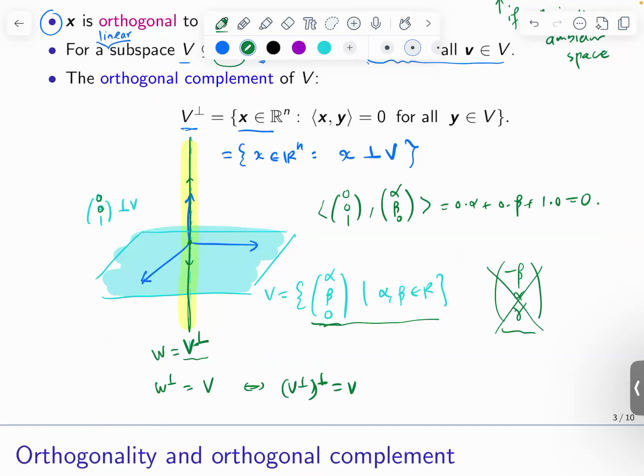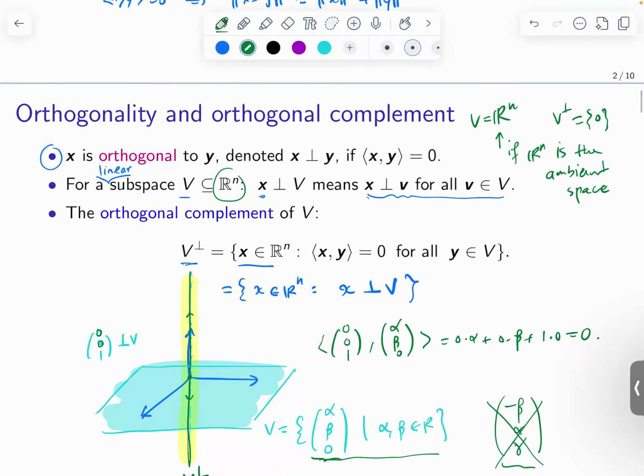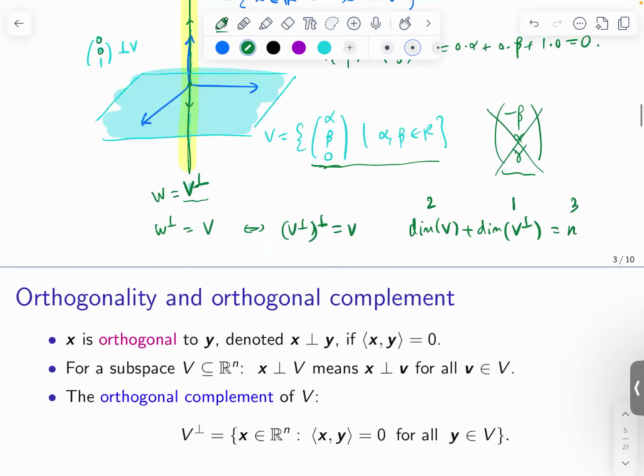Something else we notice here is that the dimension of V plus the dimension of V perp turns out to be n, the dimension of this space. So this is 2, this is 1, and they add up to 3. In the other case it's also the same: the dimension of V would be n, V perp would be 0, and you get n. This is true in general. The dimensions of V and V perp add up to the dimension of the whole space. Any other questions?